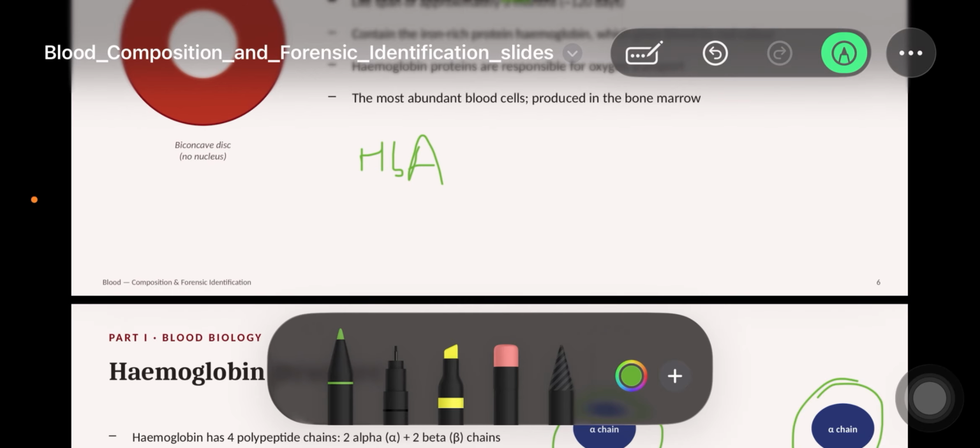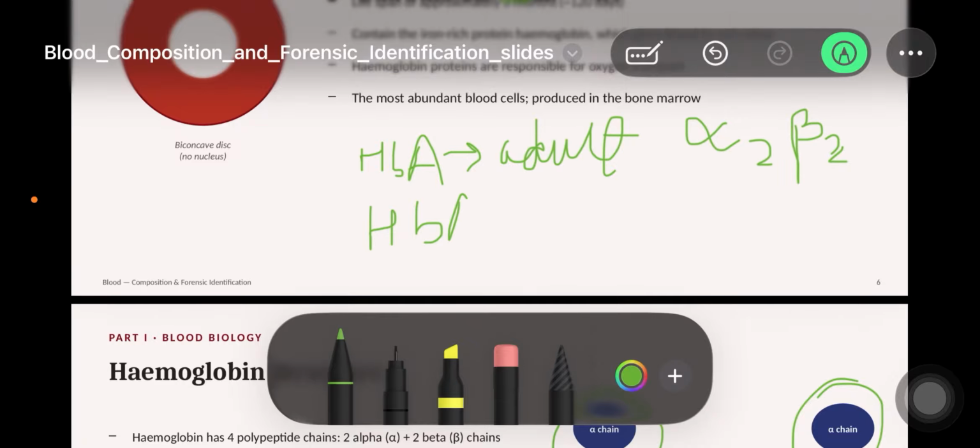HbA is for major adult hemoglobin. Sorry for this writing. It has 2 alpha and 2 beta chains. Then we have HbA2.